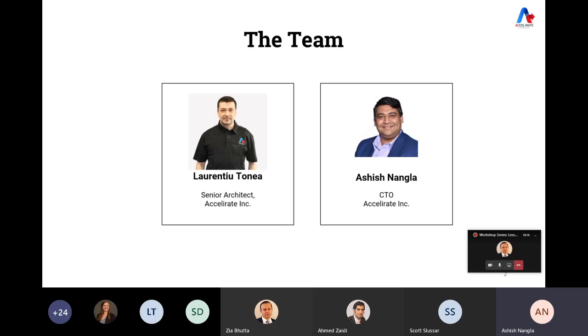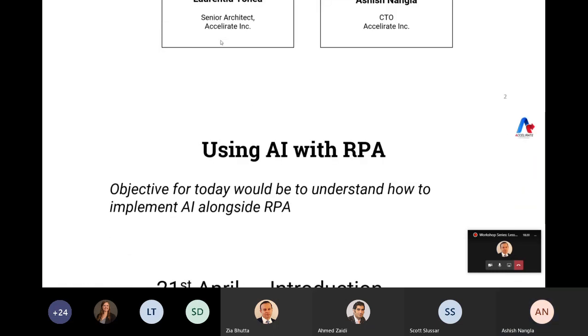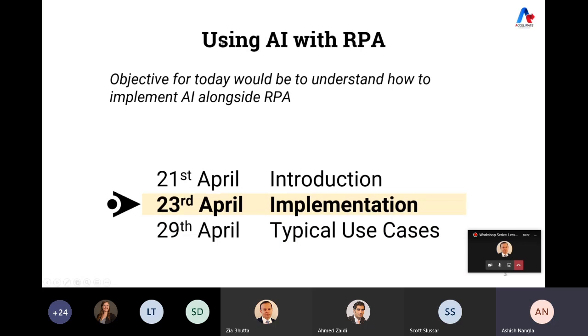So as I said, today's session is about how to go about implementing AI in RPA. We already did the introduction part, and the next session would be on 29th April, which is going to talk about the typical use cases and the problems and solutions out there.